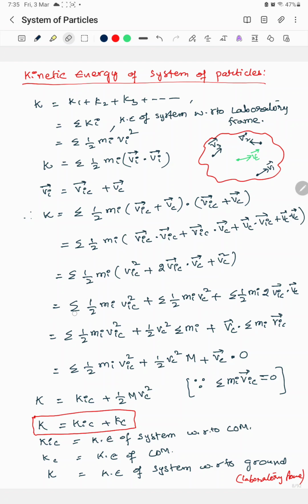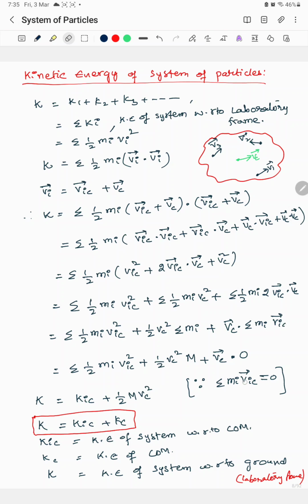Now let us expand: summation half mi Vic square plus summation half mi into Vc square plus, I am writing this middle term at last, summation half mi into 2 Vic dot Vc. So what I get is half mi Vic square plus half Vc square summation mi plus Vc bar dot, here Vc is fixed from the laboratory frame, I am taking it outside, so the 2 cancels, summation mi Vic bar.